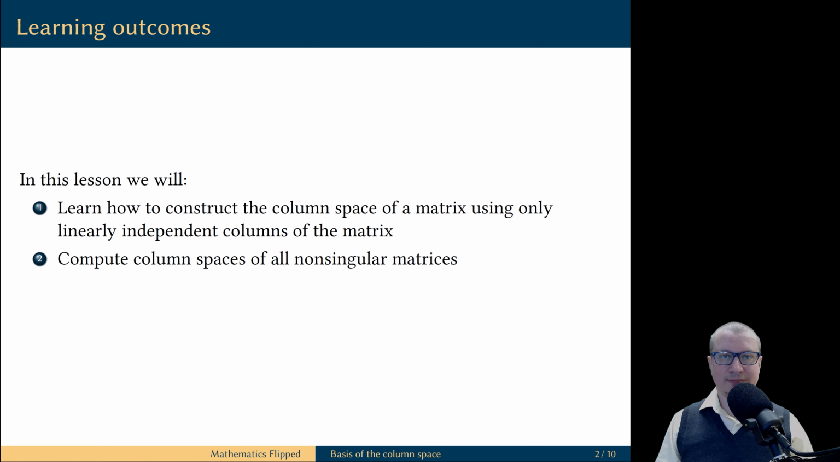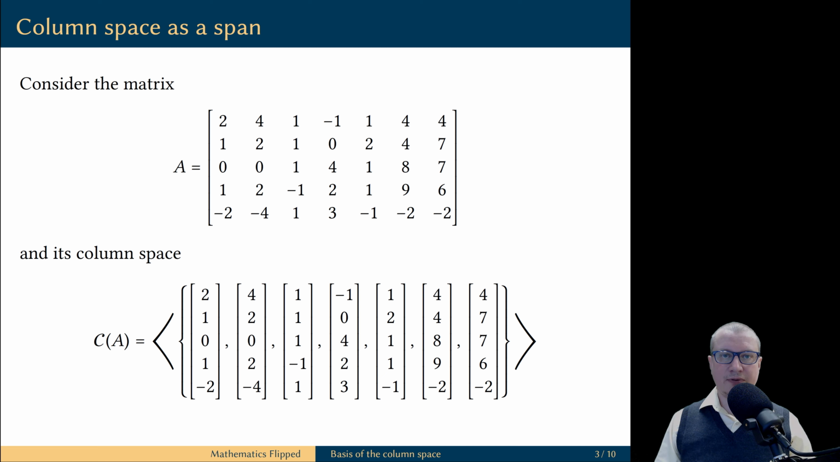Let's get started. Let's consider this 5×7 matrix A and its column space. By the definition of the column space, it is a span of the set of the columns of the matrix. Therefore, we need to take the span of a set of 7 vectors of size 5. But we already know that if there are more vectors than size, then this set of vectors is linearly dependent, and therefore we don't need all these vectors to describe the same span.